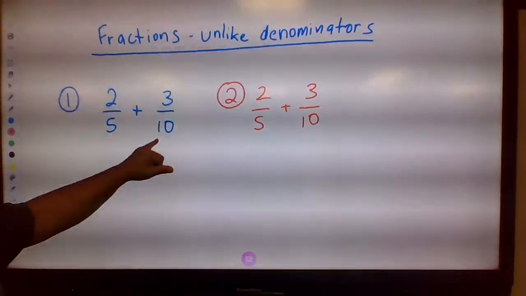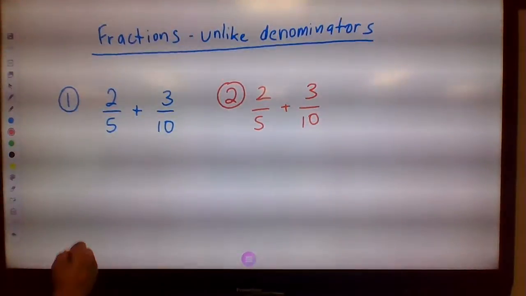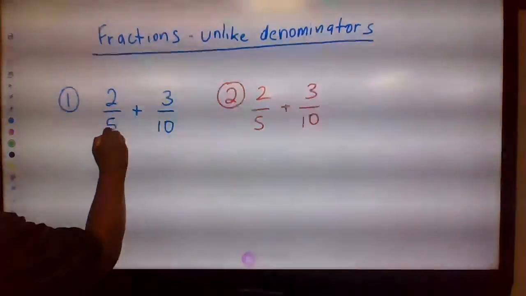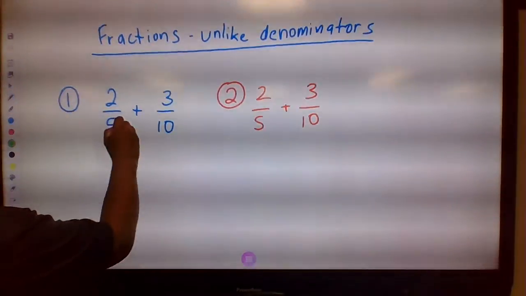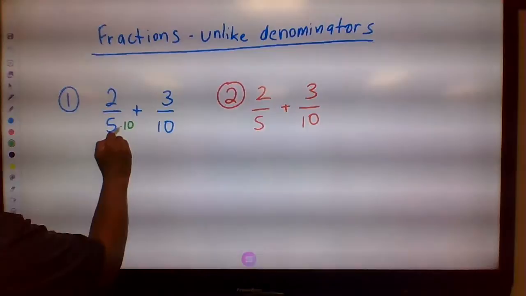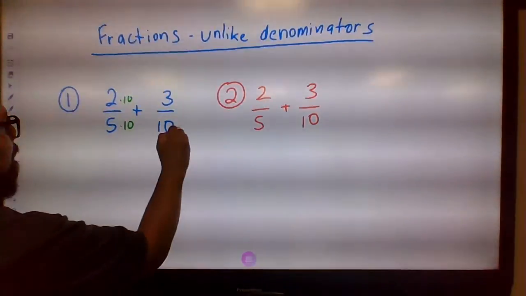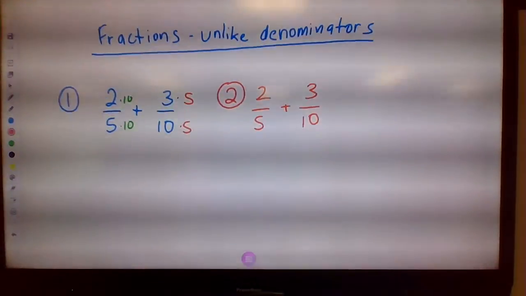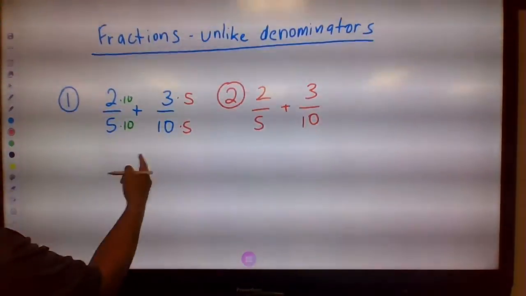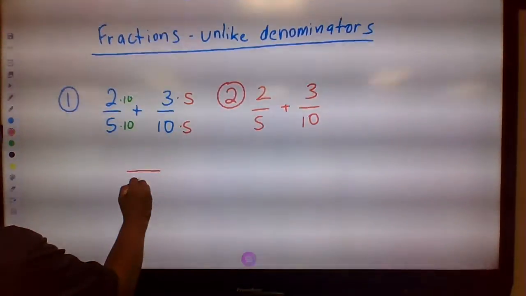So we're going to multiply the bottom numbers, the denominators. We're going to multiply them. So we're going to multiply this one. So this one is going to be multiplied times that, so times 10. And then what you do to the bottom, you do to the top too. And this one's going to be multiplied times 5, times 5. Okay, so on the bottom, you're going to get 50, right? 5 times 10 is 50, 10 times 5 is 50.